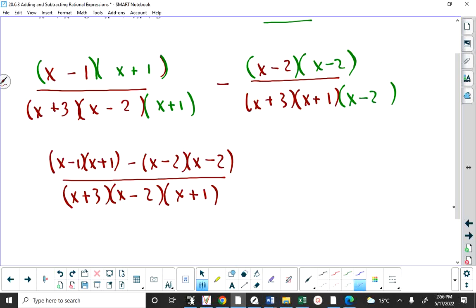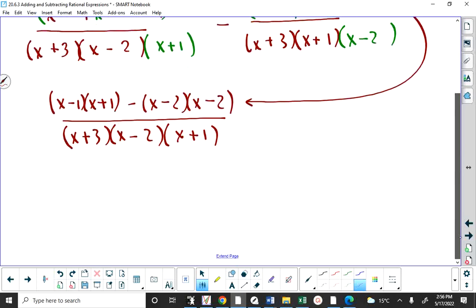Just one final note here before we polish this off. I'm sure many of you recognize that in going from here to here, we could have multiplied out the x minus 2, x minus 2. And you can feel free to do that. Same with the x plus 1, x minus 1. Okay, let's FOIL this out. X plus 1, x minus 1. Well, that doesn't require FOILing because they're conjugates. It's a difference of squares.